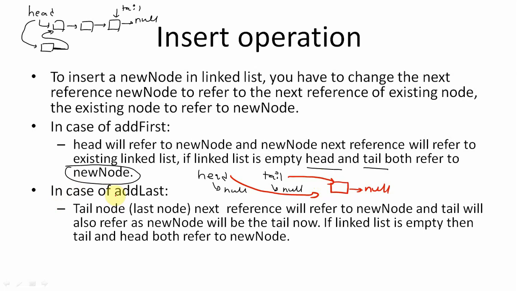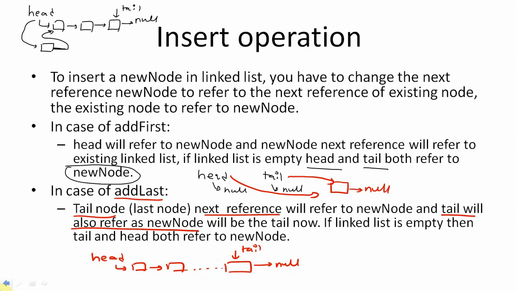Okay. Now consider the case if you want to add last, that is on the tail node. Means the tail node's next reference will refer to the new node, and you have to update the tail also to refer to the new node. So consider this scenario: there are some nodes in the linked list, you do not know the exact number, and this is your last node, which is referred by tail, and it is referring to null. Now what will happen?